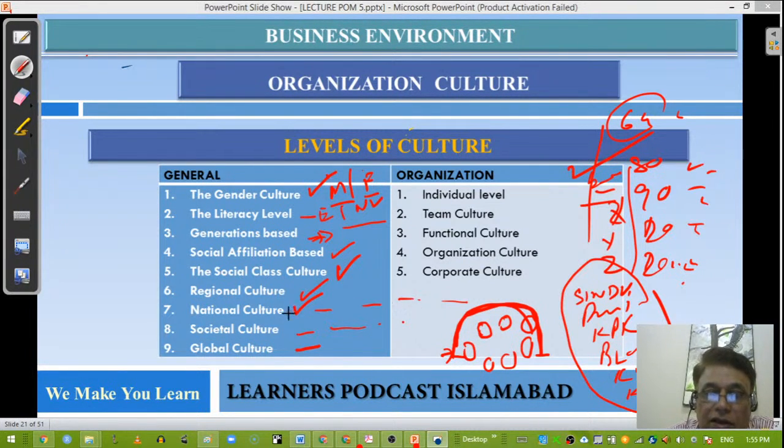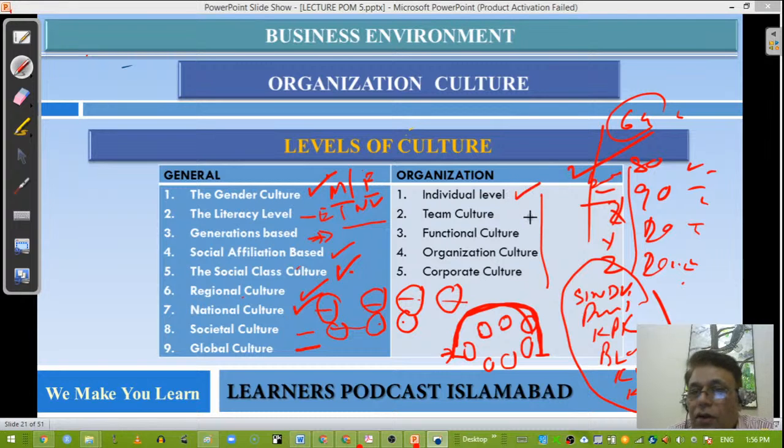Similarly, national culture is differentiable from one country to another country, one society to another society, one region to another region, one social class to another social class. Similarly, in the organization, from the layers point of view, there is the individual level, which means the very lowest level, because culture is formed from individuals. Individuals with different backgrounds, when they come together, develop a new culture.